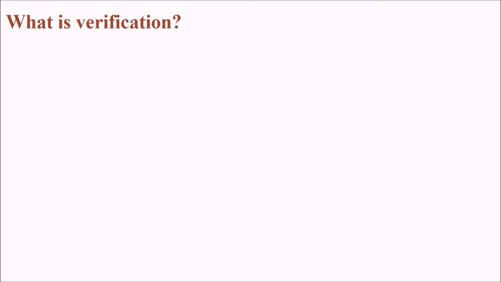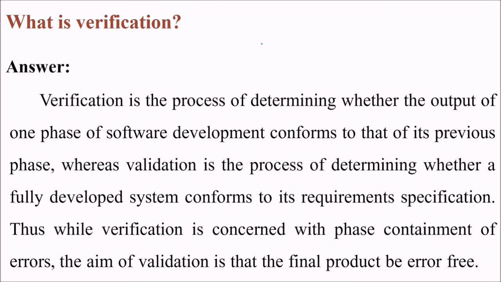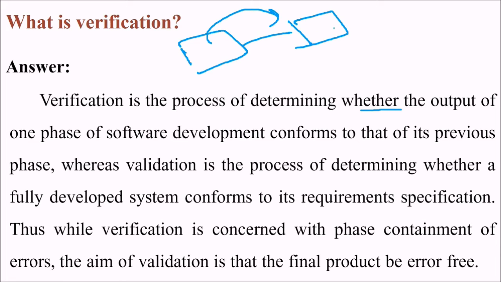iterative enhancement model. What is verification? It is the process of determining whether the output of one phase of software development conforms to that of the previous one. Validation, whereas, is the process of determining whether a fully developed system conforms to the SRS, the requirement specification.